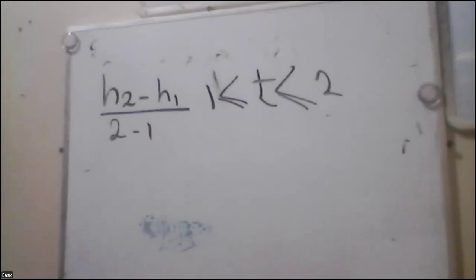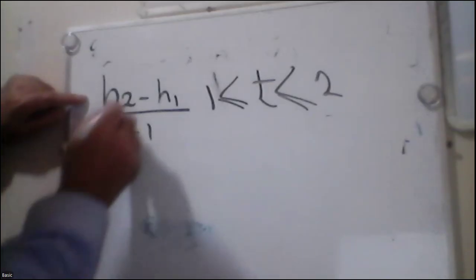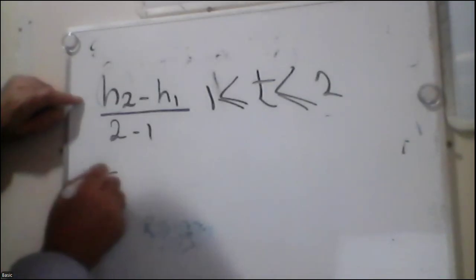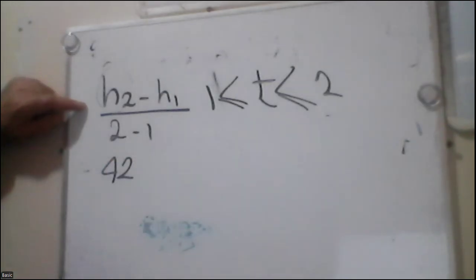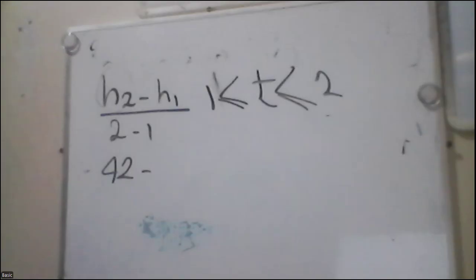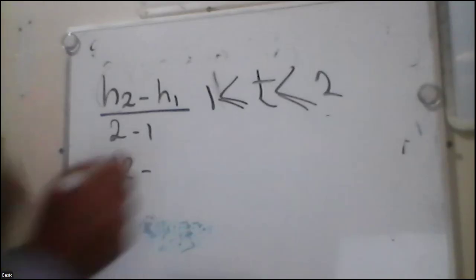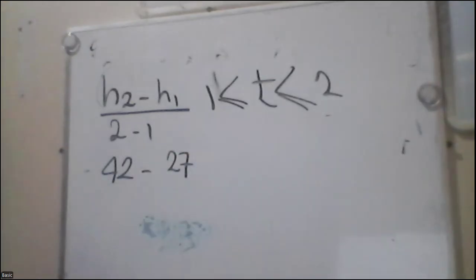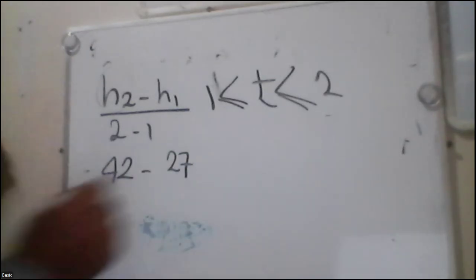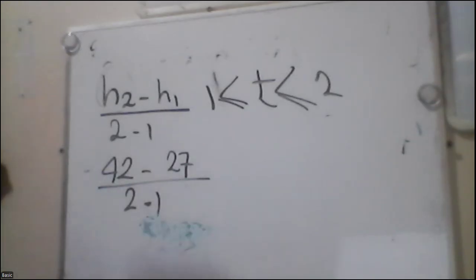Now, if I go to the example again, I will find that when I come to point 2, the height is 42 meters. So now I will substitute here. H2 is 42 meters minus H1, which is 27 meters. This is given in the example, like I showed you. Divided by 2 minus 1. So this will be 15 divided by 1, which will equal 15.